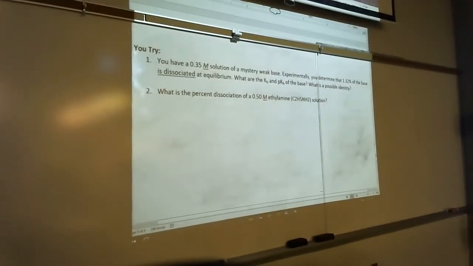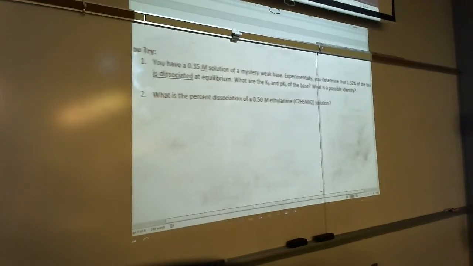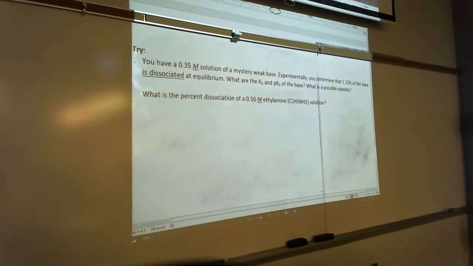All right, you have a 0.35 molar solution of a mystery weak base. You determine that 1.32% is dissociated at equilibrium. What are KB and pKB and a possible identity? And then what's the percent dissociation of ethylamine, 0.5 molar? So take a second and chew on those, and then we'll go over it.